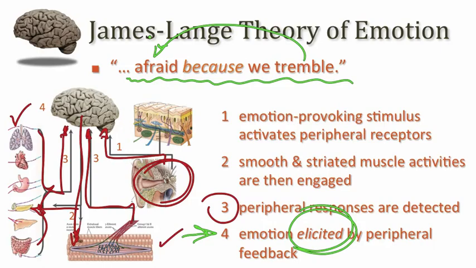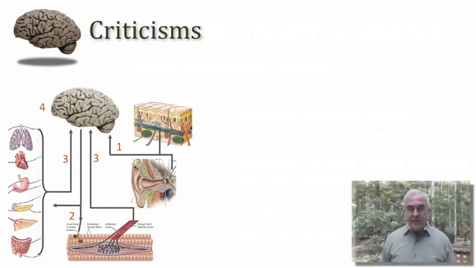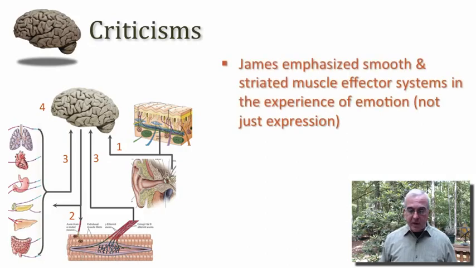Well, these ideas were controversial right from the start. There were critics at the time who challenged this idea, and there are critics today who continue to find fault with this notion. William James emphasized the importance of smooth and striated muscle effector systems, not just in the expression of the emotion, but in the actual experience of the emotion itself. Remember, it's the secondary sensations derived from these effector systems that elicit the emotion in the James-Lange theory.